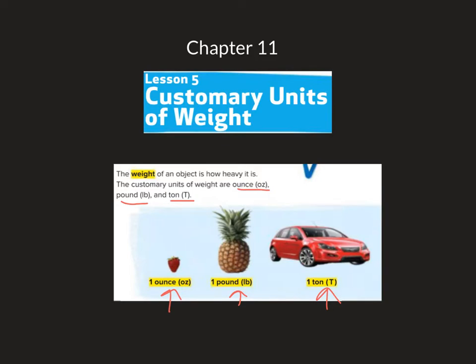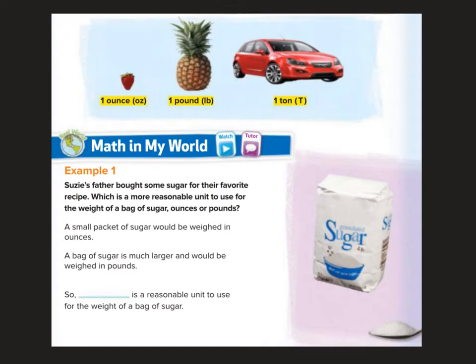Okay, let's get started. All right, so Susie's father brought some sugar for their favorite recipe. What is a more reasonable unit to use for the weight of a bag of sugar? Ounces or pounds? A small packet of sugar would be weighed in ounces, right? Like if you're at a restaurant, they have those little packets of sugar. That would be ounces. But a bag of sugar would be weighed in pounds because it's pretty heavy.